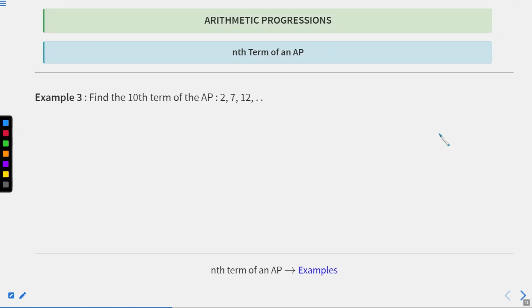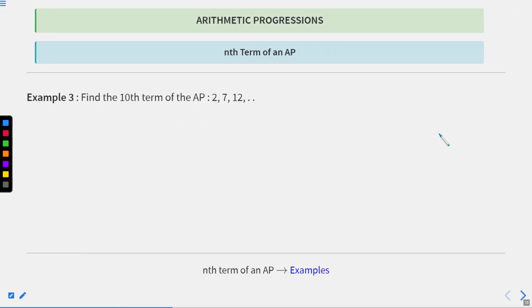In this example we have to find the tenth term of the AP that is given to us: 2, 7, 12, and so on. Here we are given this list of numbers that is actually an AP. We have studied in our previous lecture that if we have an AP, then we can find the first term of that AP, and also the common difference d.